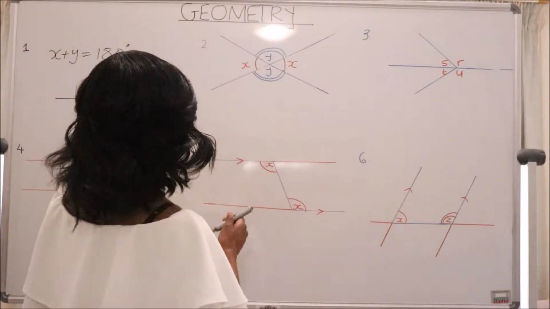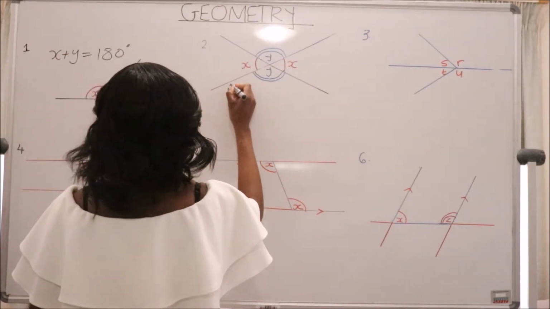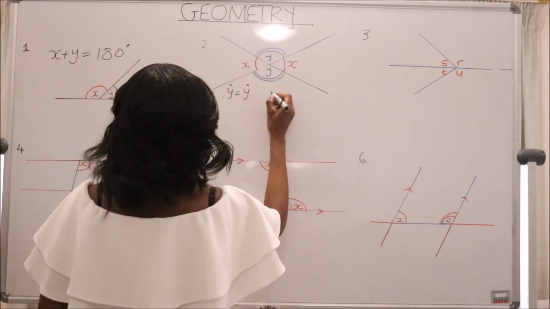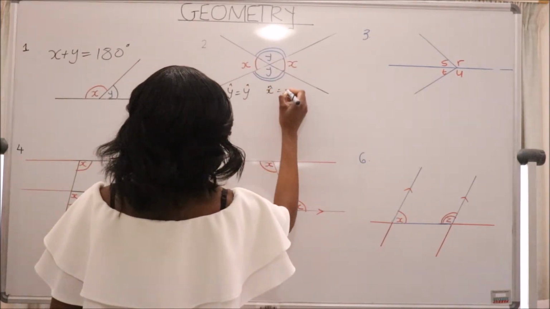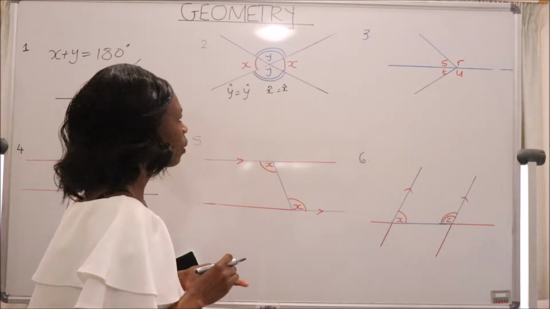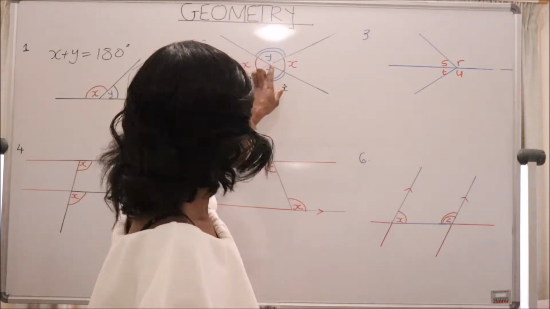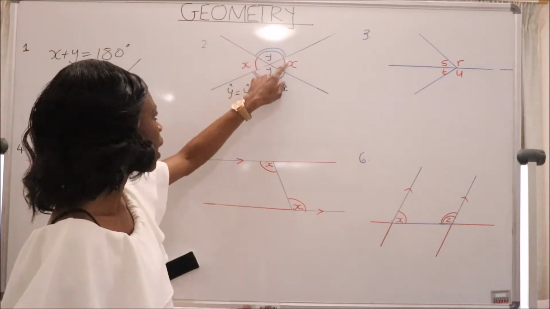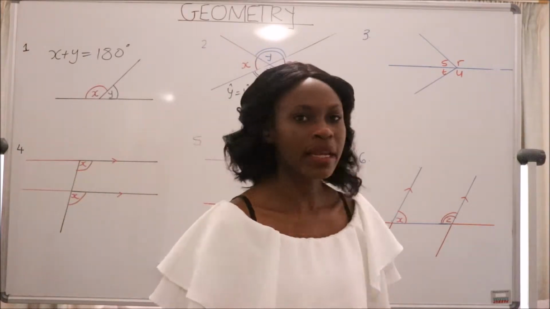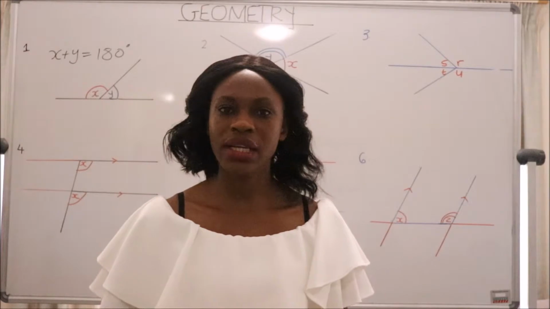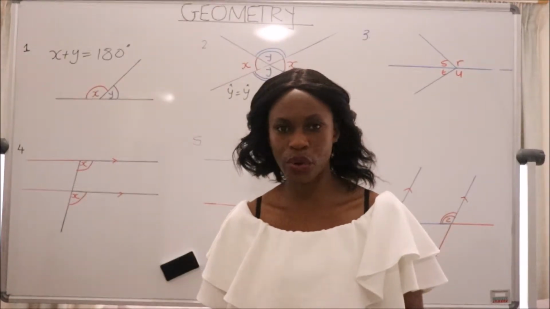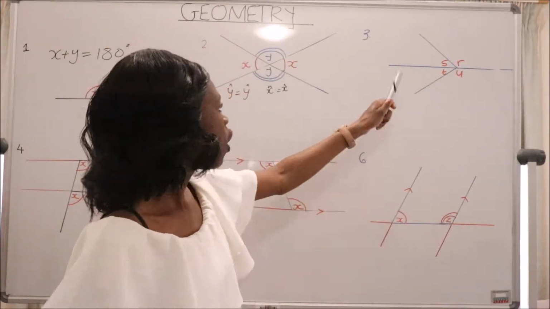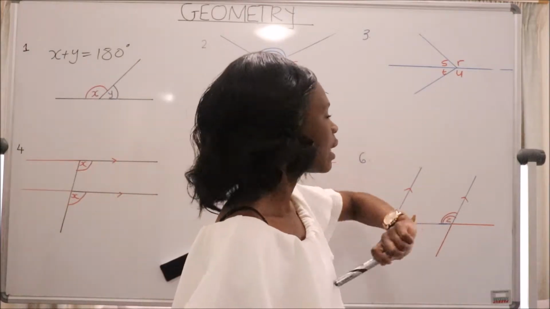So that's why we know that this angle of y is equal to the angle of y, and the angle of x is equal to the angle of x. Something else that you must consider is that this is a point. So when we add those four angles here, which is x plus y plus x plus y again, they must give us a sum of 360 degrees because they are around a point. You will understand more when we continue to the next one, which is number 3.